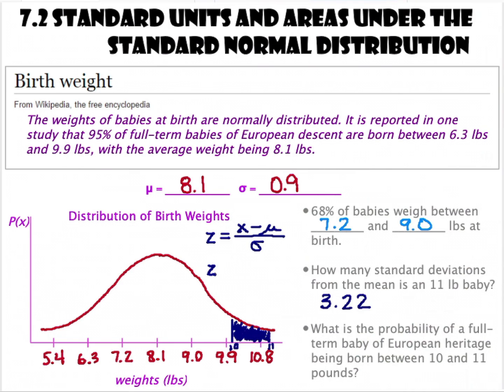So if we were calculating the z-score for this 11-pound baby, we would take 11 minus 8.1 and then divide by 0.9, which is exactly what we did when we did that little algebraic move. And so that 3.22 is called the z-score for the 11-pound baby. We could do the same thing and find a z-score for the 10-pound baby, just taking 10 minus mu divided by the standard deviation.